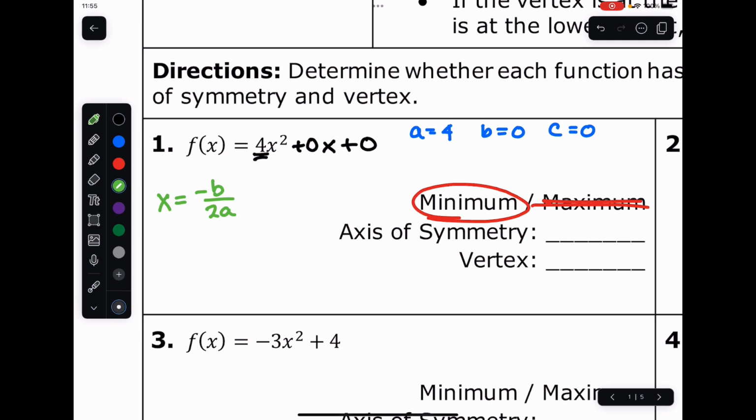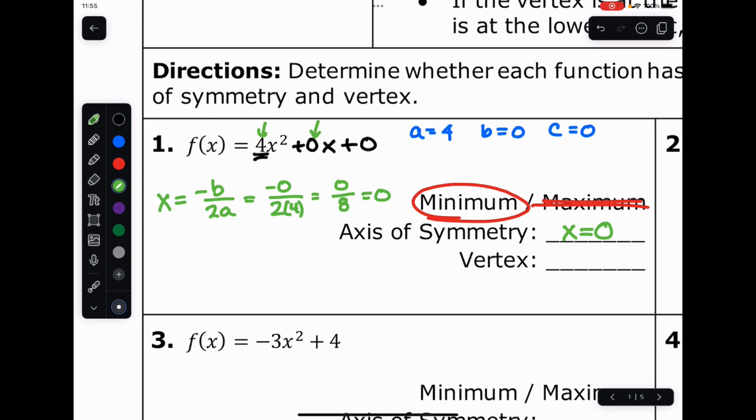Negative b divided by 2 times a. And negative b is this number, 0. So negative 0, and 2 times the value of a. A is 4, which is equal to 0 divided by 8. So our value is 0. So our axis of symmetry is at x equals 0.